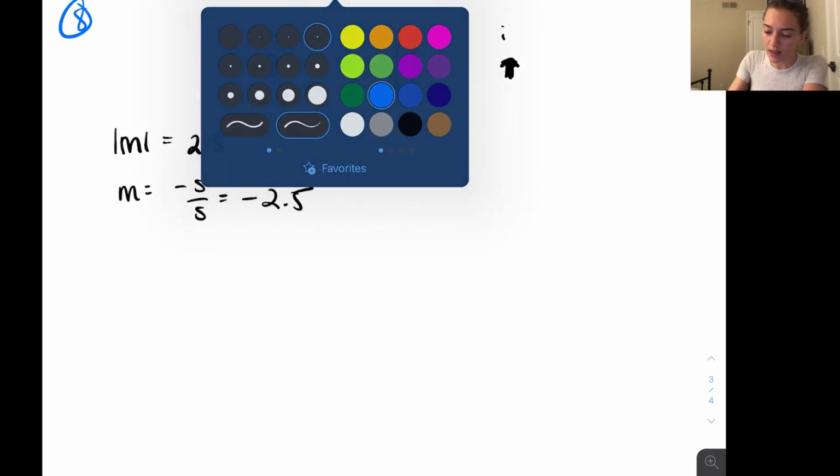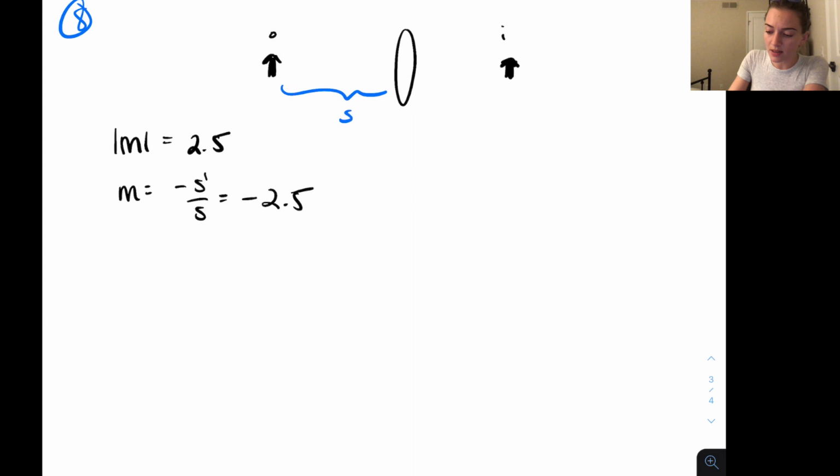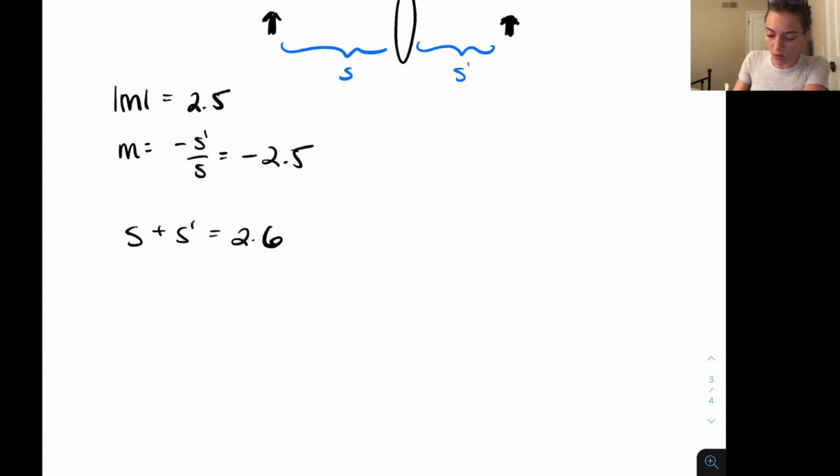Well, you might think that that's kind of useless, but we know that this distance is s, and we know that this distance is s prime. So if we know that this total distance gives us 2.6, then that means that s plus s prime is going to give us 2.6. And now with these two equations, with this equation and this equation, so I'll rewrite that without the negative signs since they cancel out, we can solve for both s and s prime, and then we can solve for the focal length.